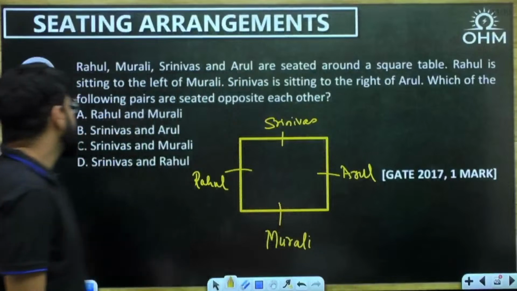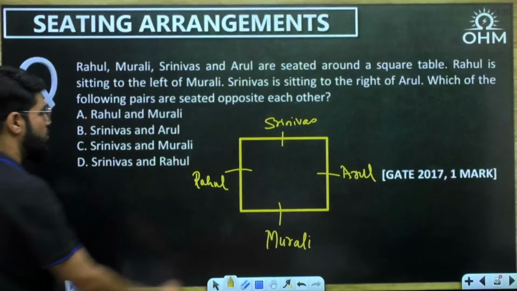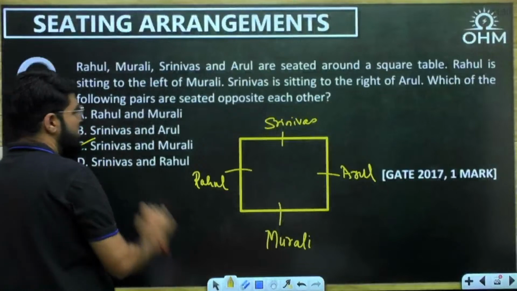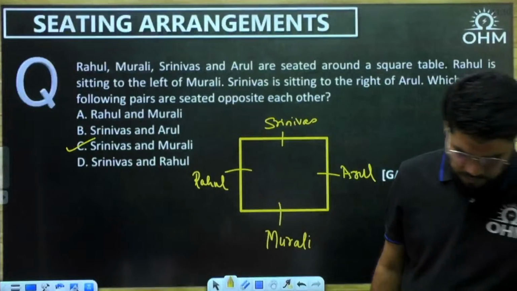And problem is complete. Which of the following pair are seated opposite each other? Rahul and Murli, no. Srinivas and Arul, no. Srinivas and Murli, yes, they are opposite each other. Srinivas and Rahul, no. Okay, so opposite each other is Srinivas and Murli. Option number C it is.